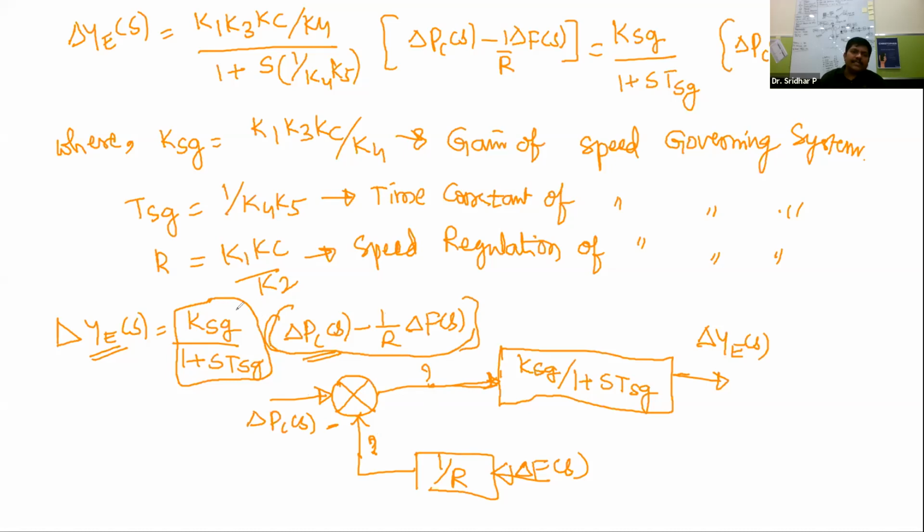The transfer function is KSG by 1 plus S TSG, and the output is the delta YE of S. This is a very, very, very important derivation, and don't get confused by it. You simply have to practice the linkage mechanism very well.